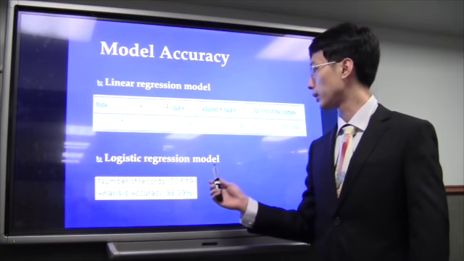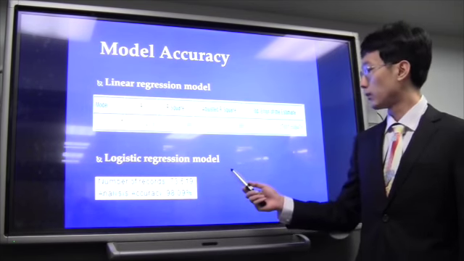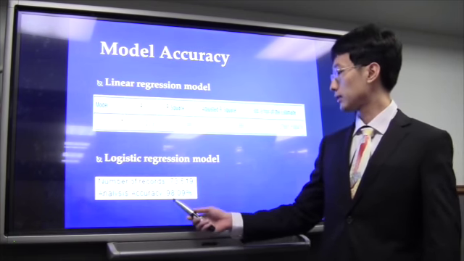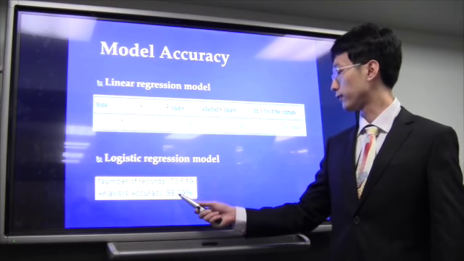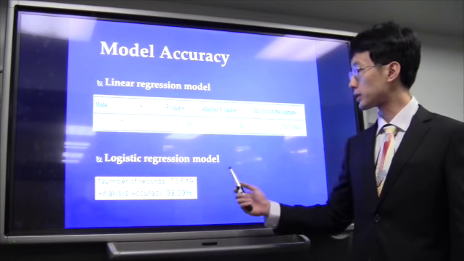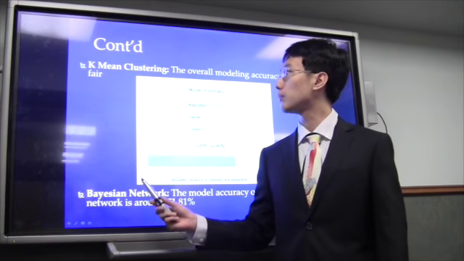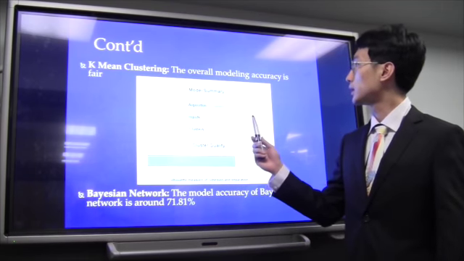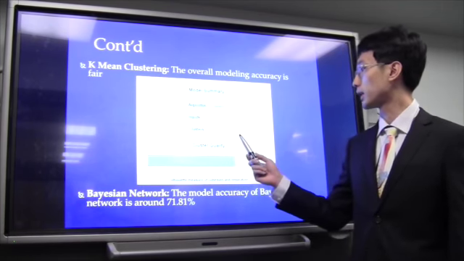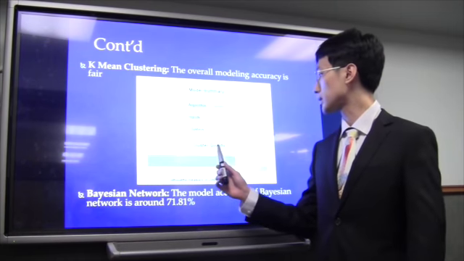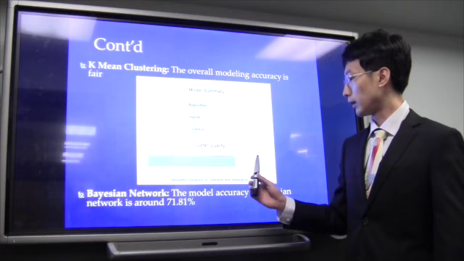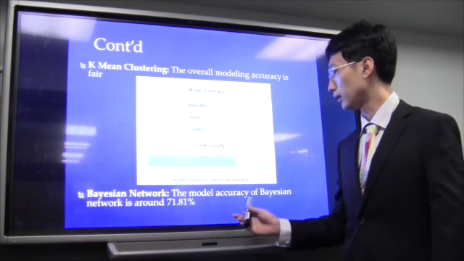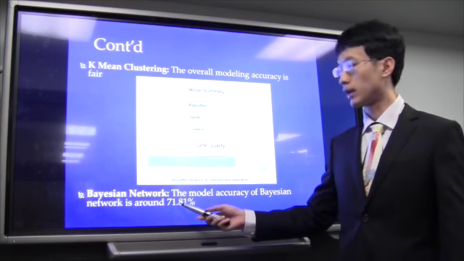The next model is the logistic regression model. It gives us a very excellent accuracy, with an overall accuracy of over 98%. Then the third model is k-means clustering, and we have 7 inputs. In this model, we also set k equal to 3. Then the overall cluster quality is fair. And the last model is the Bayesian network. The overall accuracy is about 72%.